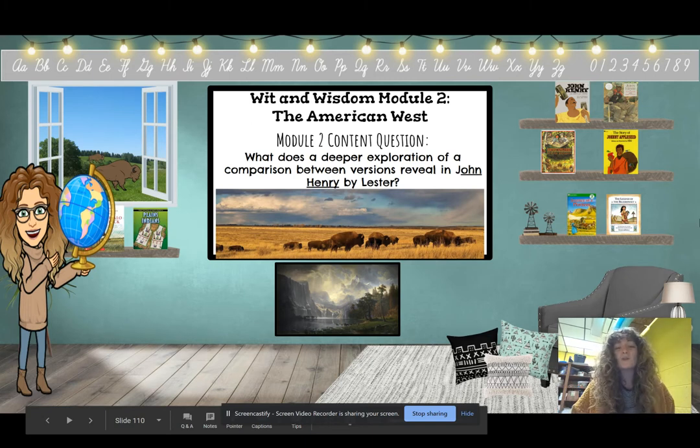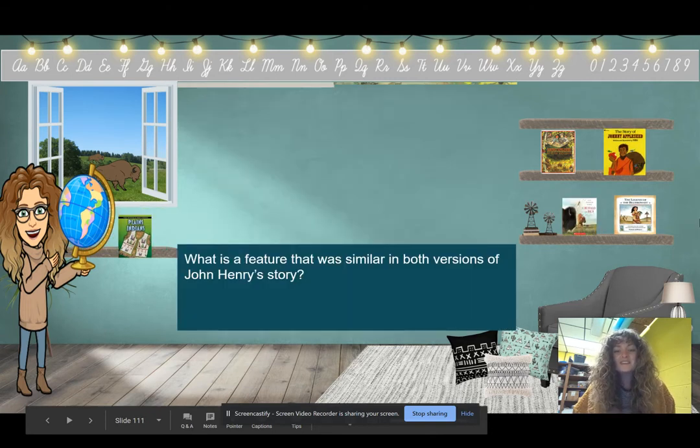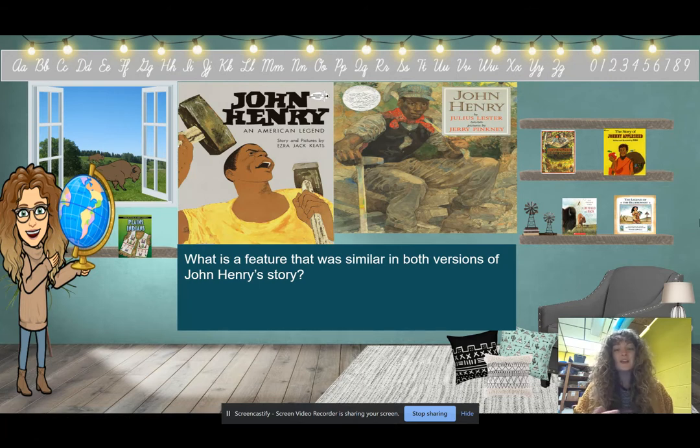So today, our pizza bite question, or our content framing question, is: what does a deeper exploration of a comparison between versions reveal in John Henry by Lester? So today, we are going to be comparing important events that happen in both versions of John Henry.